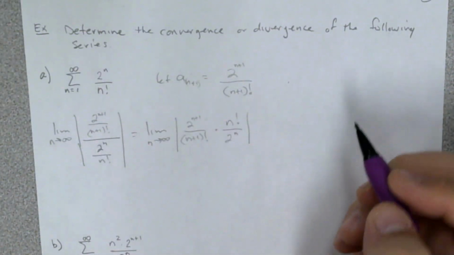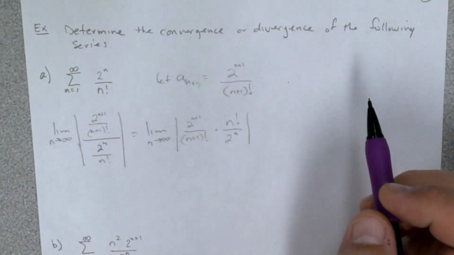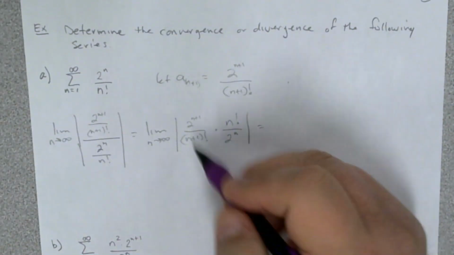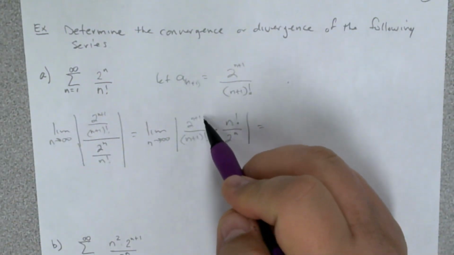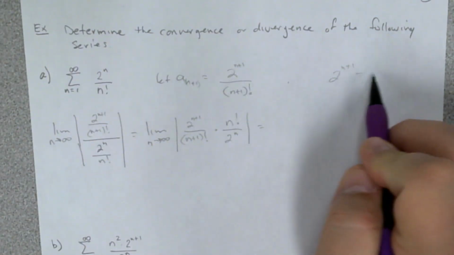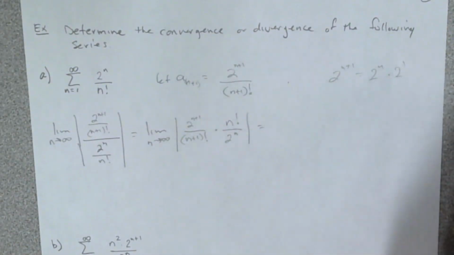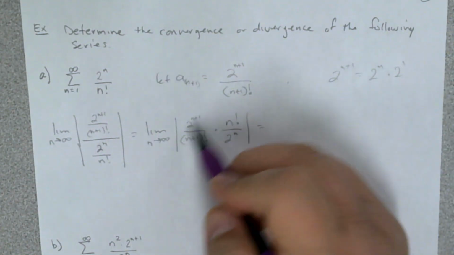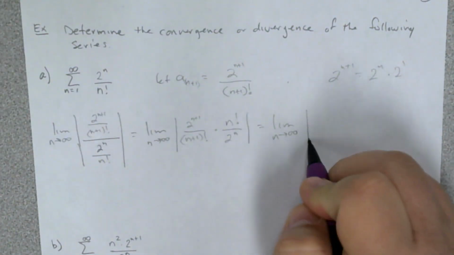Okay, so the next step here is to look at this and say, how do I simplify this down? Well, this is 2 to the n plus 1, which is 2 to the n times 2 to the 1, because you add exponents. So if I look at it in that sense, this 2 to the n is going to reduce with that one, and it's just going to leave me a 2 up here.